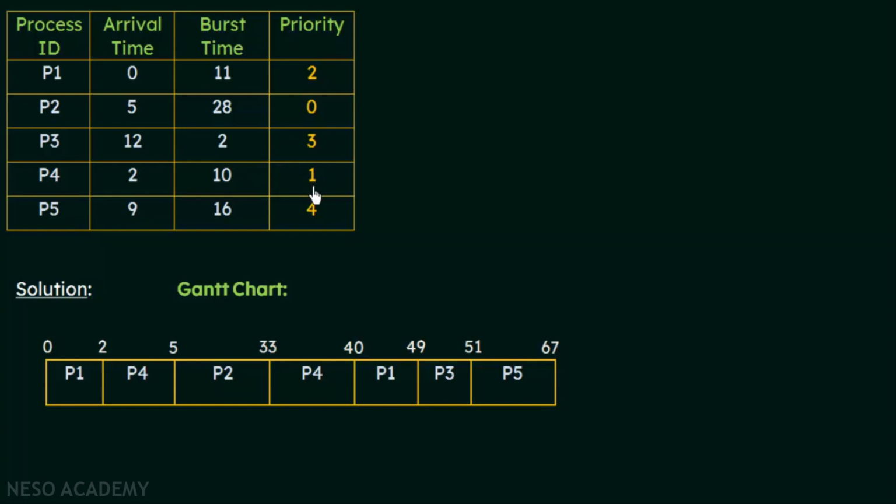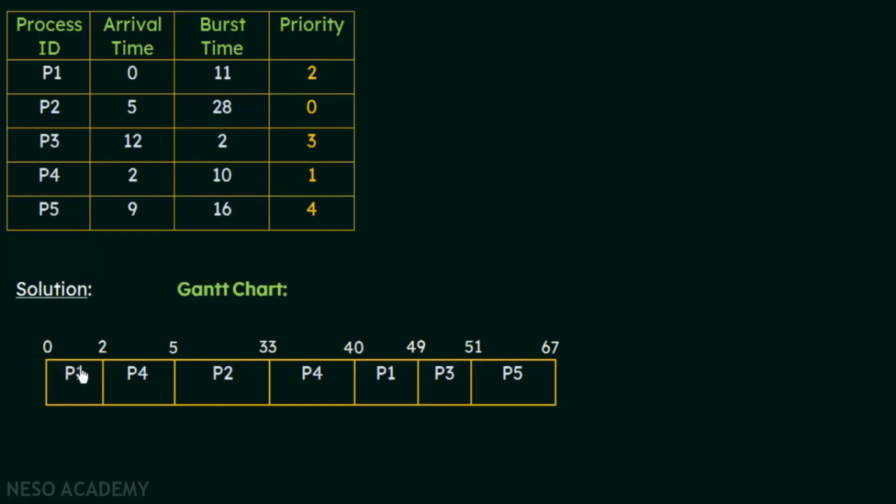The priority of P4 is 1. So is the priority of P4 higher than that of the currently executing process, which was P1? Let's see. P1's priority was 2 and P4's priority is 1. Always keep in mind that the lesser the value, the higher the priority. So here P4 has the lesser value, which is 1. That means the priority of P4 is higher than that of P1. So what will happen? P1 will be preempted and P4 will get the CPU. So the CPU is taken away from P1 and P4 gets the CPU at 2 milliseconds.